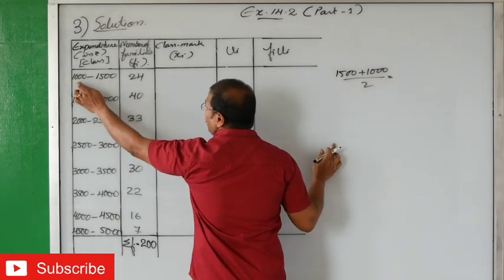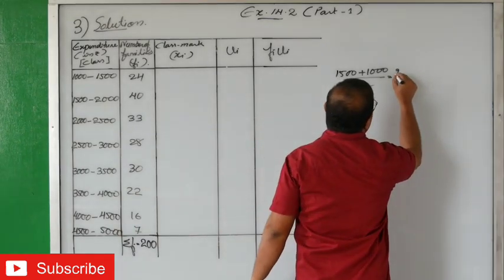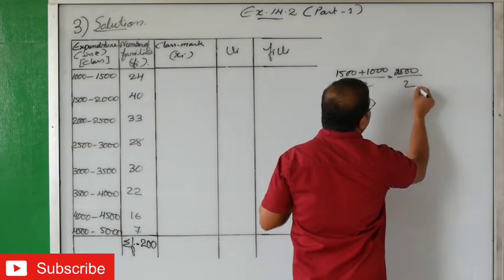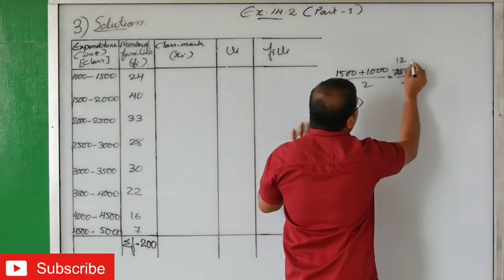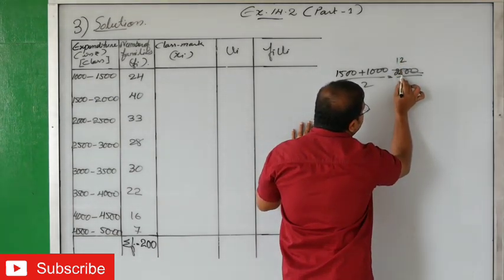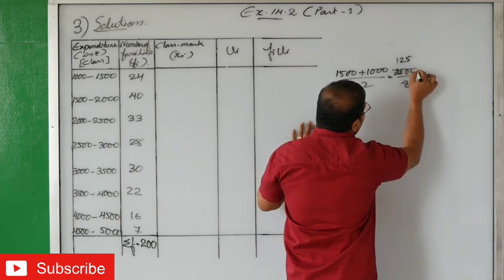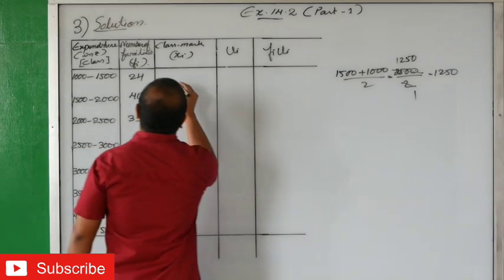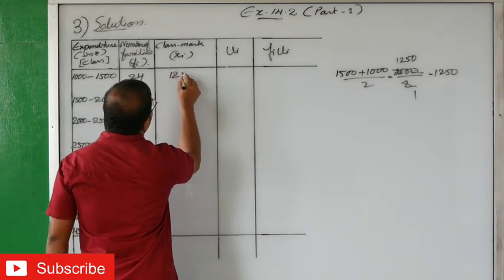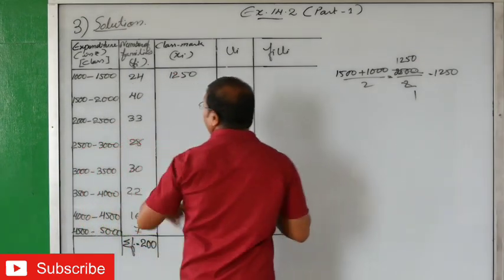Upper limit plus lower limit divided by 2. That means what you'll do? 2500 divided by 2. 2 ones are 2. 2 twos are 4. From 5 we took 4. Then balance is 10. 10 means 2 5s are. Then this 0. Means 1250. So first we got 1250. Ready? Second what you'll do?